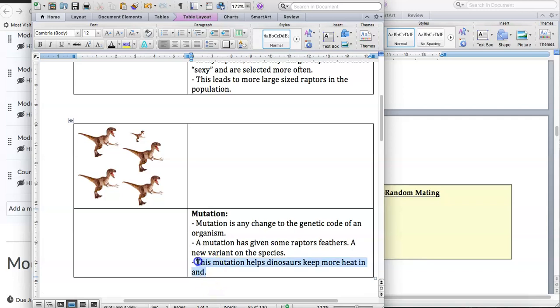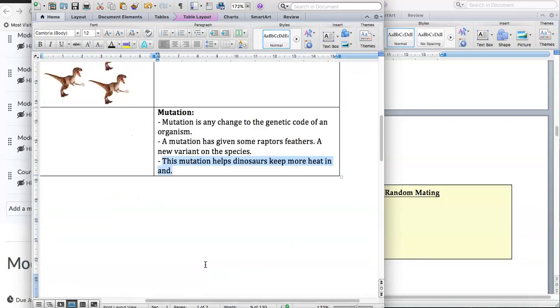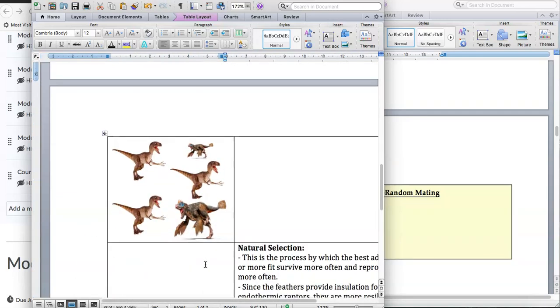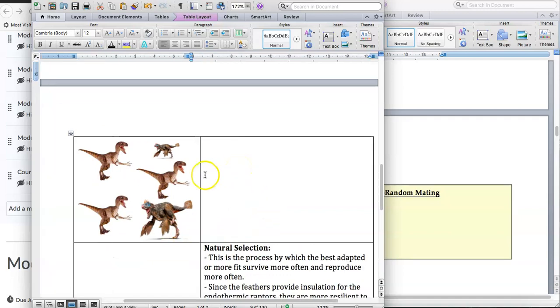And what is that going to do, so what does it look like and what is it going to do for the population? So I said it's going to keep in more heat. So just keep it simple. So let's look at how my population changed. So we see I have some populations with feathers and some without.